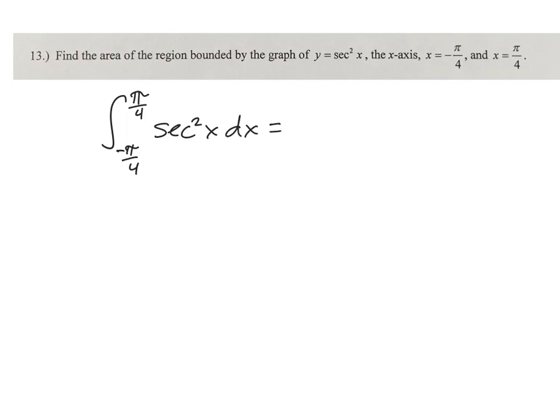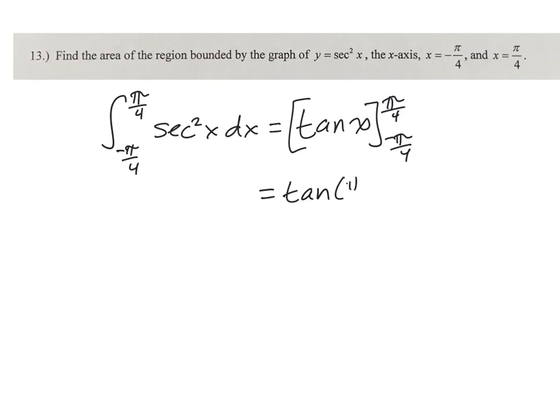So the antiderivative of secant squared x is tangent x, and that is one you need to memorize. And that is the antiderivative of secant squared x. We need to evaluate that at the bounds and then subtract. So we'll start by evaluating tangent x at π/4, and then we will subtract tangent at -π/4.